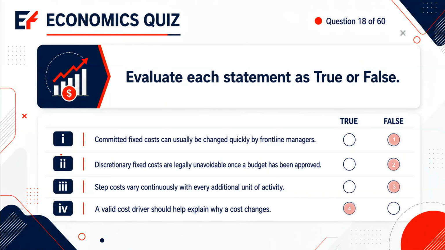Let's break down the cost behavior concepts. Committed fixed costs usually arise from long-term capacity decisions, such as leases, equipment, or salaried management contracts. Therefore, frontline managers cannot normally change them quickly. Discretionary fixed costs, such as advertising or staff training budgets, can usually be adjusted through management planning. Step costs remain fixed within a specific activity range and then increase when capacity limits are reached. Finally, a valid cost driver should have a logical cause and effect relationship with the costs being estimated.